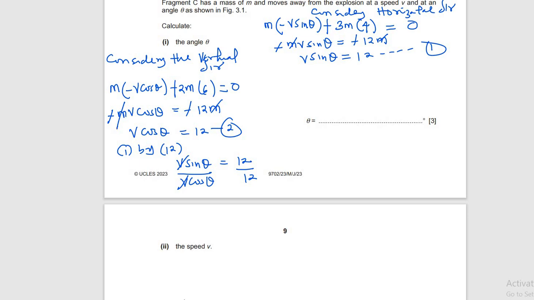Sine theta divided by cos theta usually gives us tan theta. That's the reason I did that, because I know sine over cos is tan. 12 over 12 is 1. So theta is tan inverse of 1. What's tan inverse of 1? 45 degrees. So our theta is 45 degrees.